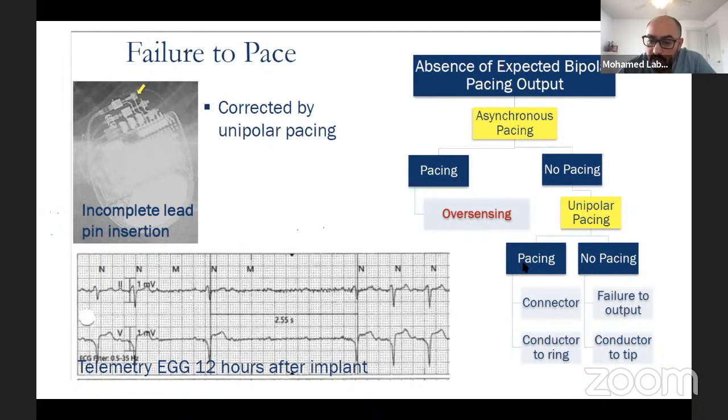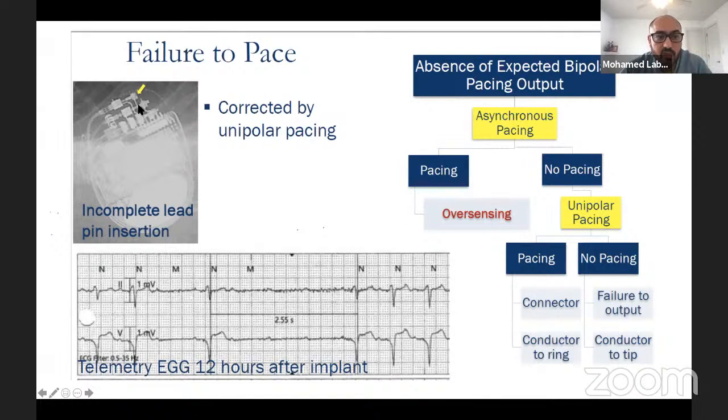If you are pacing unipolar, that means you have a problem with the connector, like this example. So we said if you have a bipolar lead, there's two conductors, one coming from the tip that's connected at the usually back ring, and one conductor coming from the ring, connected to the second ring. So if you pace unipolar, you're just pacing from the tip to the can. So if you start pacing now, then you know there's an issue with the conductor. And there's a problem with either the conductor itself or the conductor to the ring.